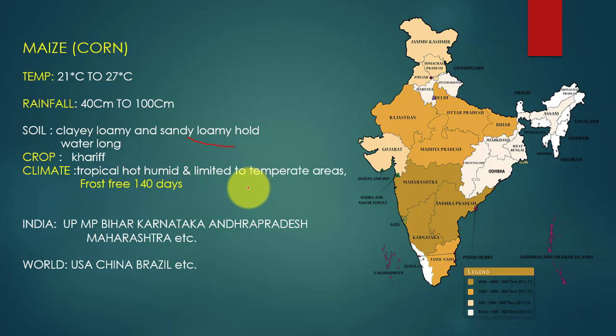Most of this crop grows in tropical and hot humid climate. It needs 140 frost-free days. In India, it grows in UP, MP, Bihar, Karnataka, Andhra Pradesh, Maharashtra, as you can see here in this map. Tamil Nadu also grows maize, because maize is a rain-fed crop. It is a heavy crop grown in India and in the world: USA, China, Brazil, etc.